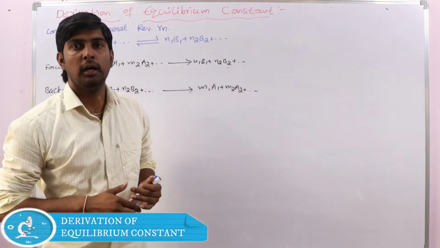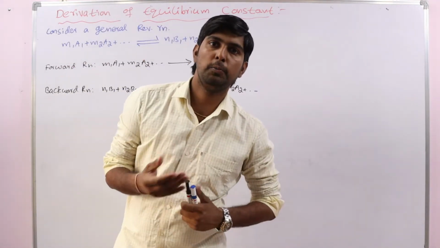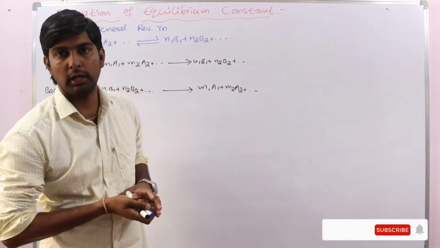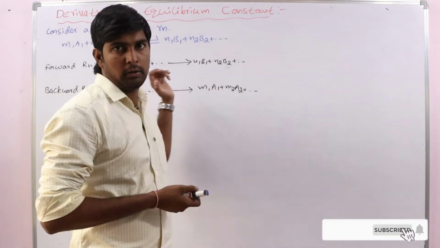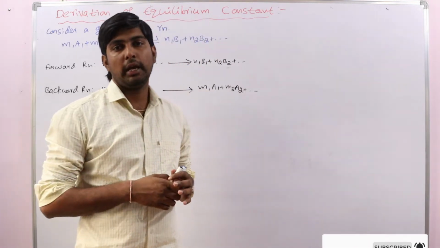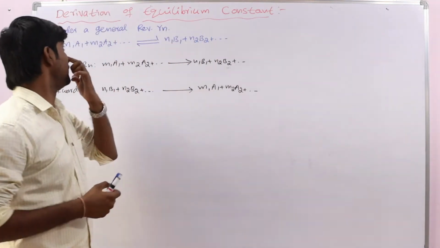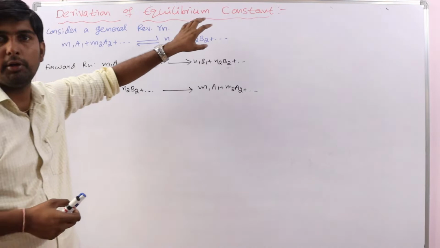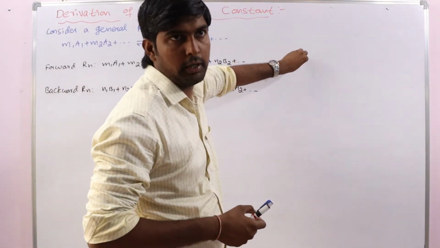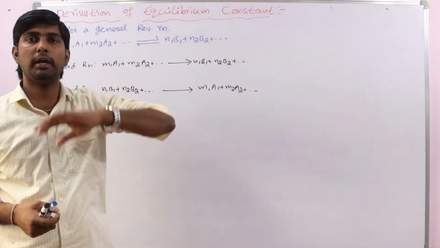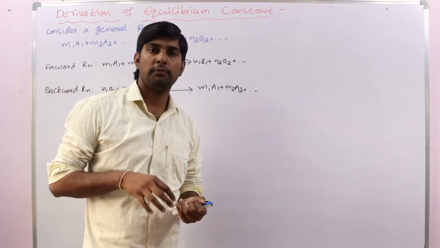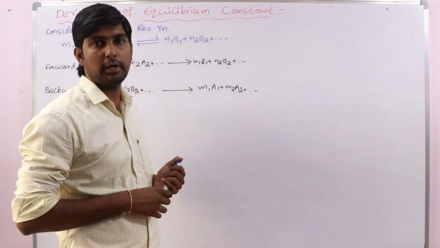In the last lecture we discussed the law of mass action and what the active mass is for solids, liquids, solutions, and for gases. In this lecture let us discuss the derivation of the equilibrium constant. Very important. If you understand how to write the equilibrium constant, then 50% of the equilibrium chapter is finished.